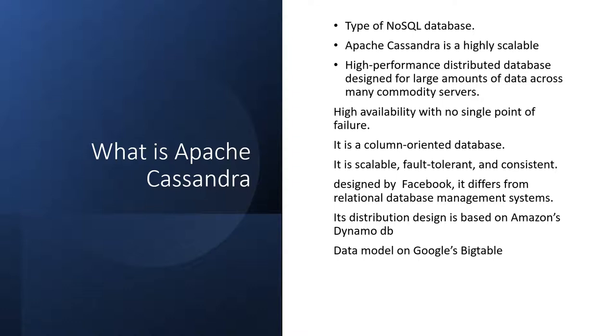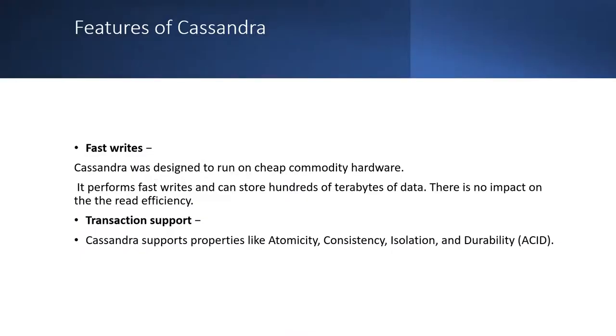Cassandra is a column oriented database. It is scalable, fault tolerant, and consistent, and it has been used by Facebook. It entirely differs from your relational database. Its distribution design is something like Amazon's DynamoDB, and its data model is like Google's Big Table.